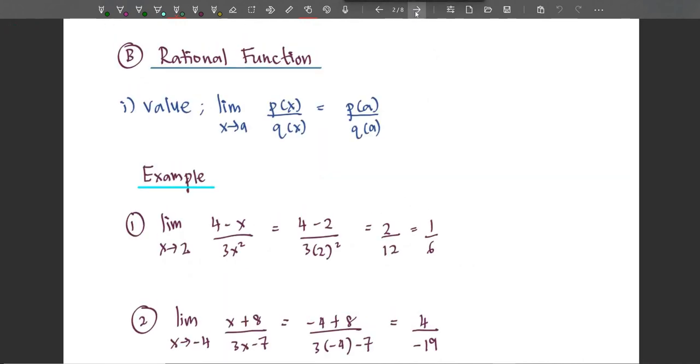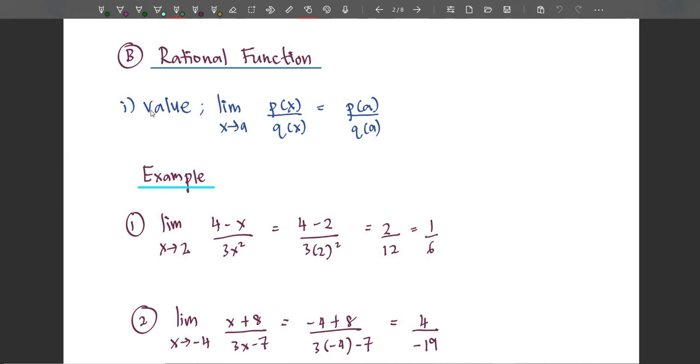For rational function, there are three types of answer actually. Whether you get a value, you get 0 or infinity, and the last one will be indeterminate form. For the first one, when you substitute for the limit of p(x) over q(x) when x approaches a, it is equal to p(a) over q(a). That means it can be determined. You have a value.